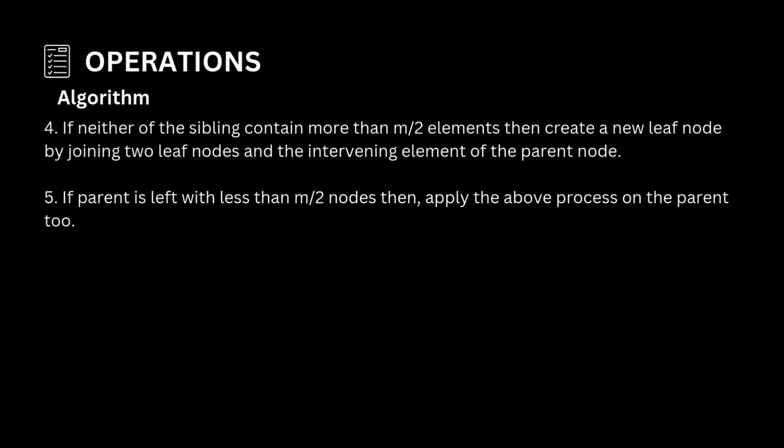If the parent is left with fewer than m/2 nodes, then apply the above process on the parent too. If the node which is to be deleted is an internal node, then replace the node with its in-order successor or predecessor. Since the successor or predecessor will always be on the leaf node, the process will be similar to the node being deleted from the leaf node.